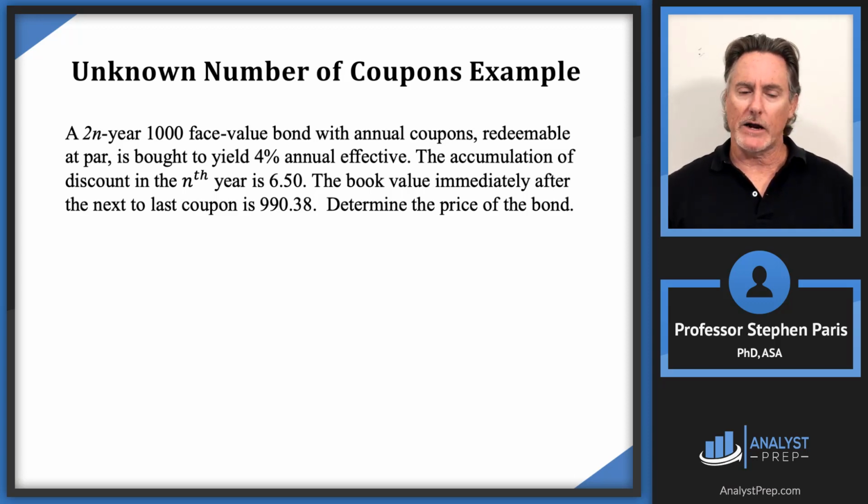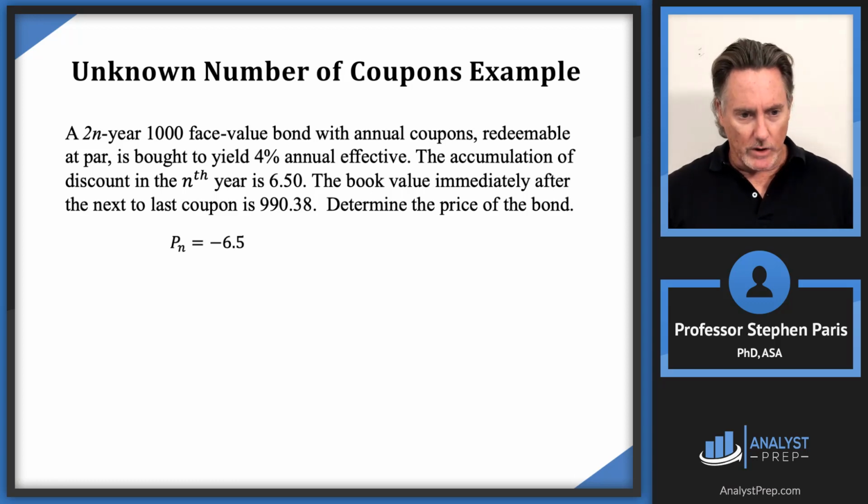Now you've got to be a little bit careful. I mentioned this in the videos: if you're talking about a bond that's bought at a discount, and I recognize that this bond is bought at a discount because it says the accumulation of discount, then, as we saw in the lesson video, the column of P values is negative. And so the 6.50 is not the cap P sub n value. The cap P sub n value is actually a negative 6.5. Again, I know that because the bond was bought at a discount, so all these cap P values are negative.